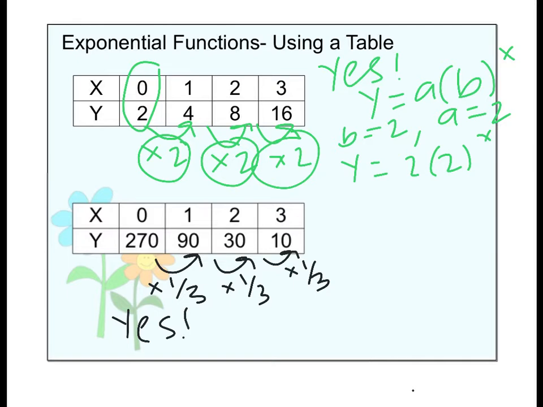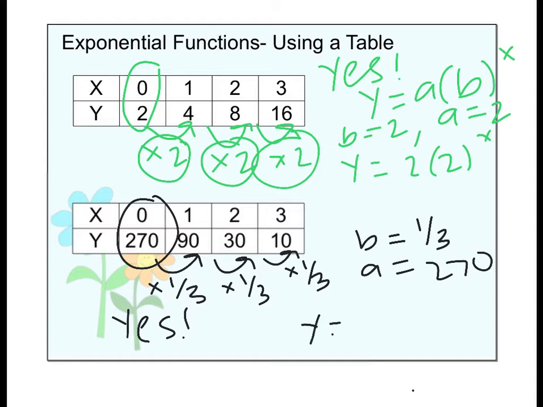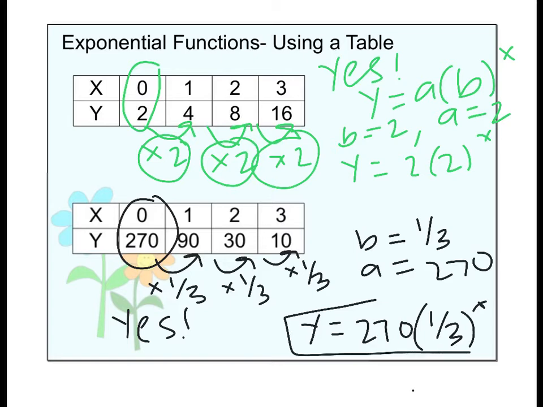If I wanted to write an equation for this example, b is a third. Remember, a is our starting value, which is here. When x is 0, y is 270. So my equation would be y is equal to 270 times 1/3 to the power of x. Again, it didn't ask for an equation, but I wanted you guys to see what those could look like if you were to write them yourself.